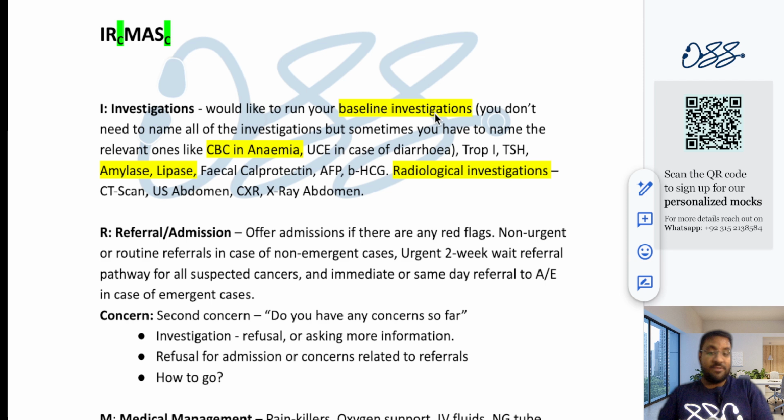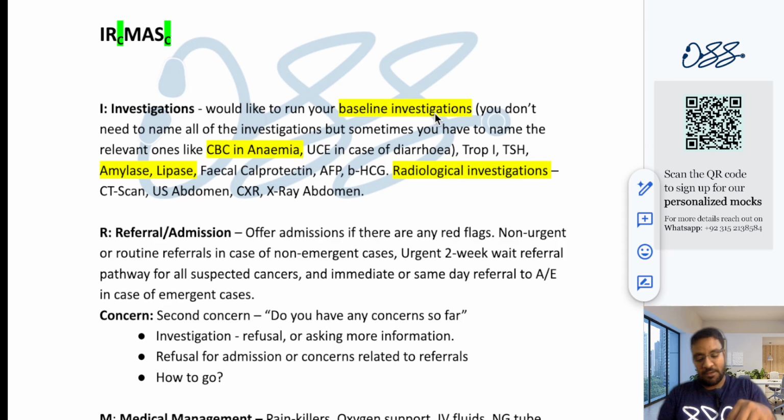Okay, so even if you're looking at a patient in a GP surgery and you order investigations, you would have to tell the patient that they have to go to the nearest hospital to get these investigations done. All right, and do not make this mistake. And why am I saying this?